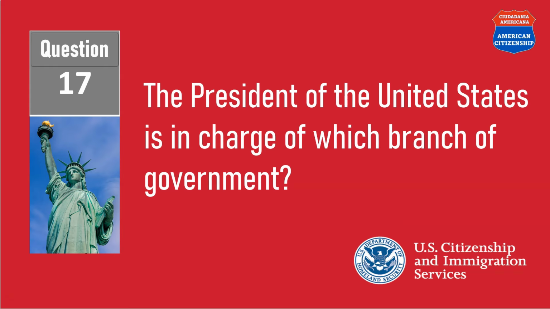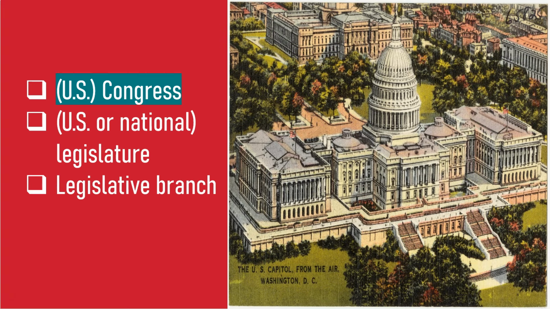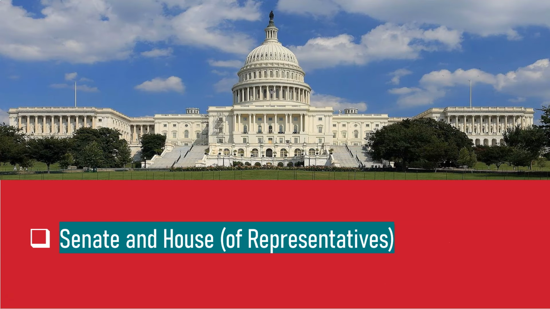The President of the United States is in charge of which branch of government? The executive branch. What part of the federal government writes laws? The U.S. Congress. What are the two parts of the U.S. Congress? The Senate and the House of Representatives.